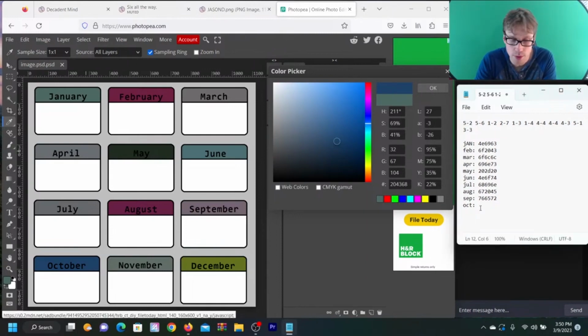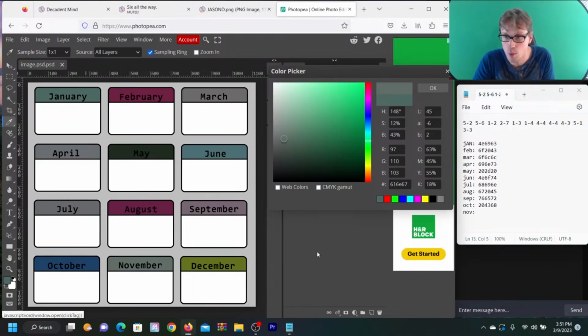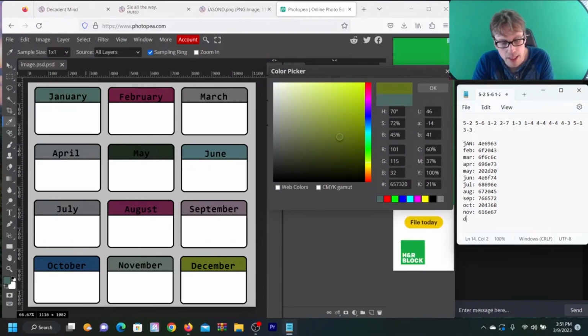It's just me being like 2043681001001001101001 0 616E67. How did the E get in there? December, not quite a Christmassy green, but still a green. And we get 657320.